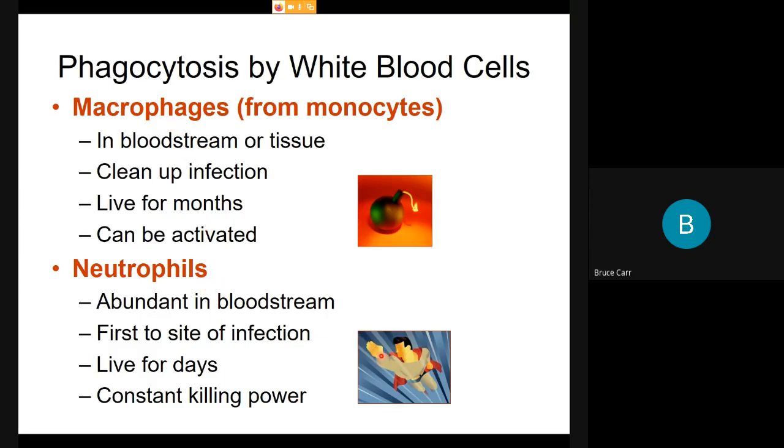Neutrophils are our most abundant, first on the site. They live only for days, but they basically eat until they die. They have constant killing power, and it's based on this recognition: if it's not me, I'm going to eat it. And very effective.